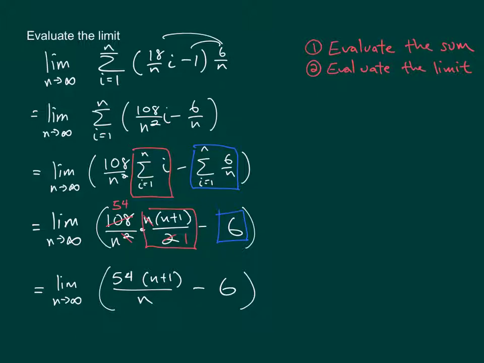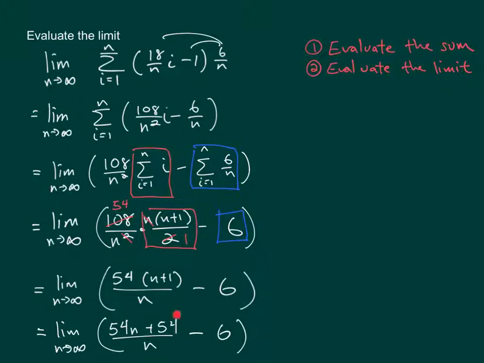The next part of this limit at infinity, well, the limit as n goes to any value of a constant is just a constant. So we really only need to work on computing this limit right here. So we know that the limit will also be equal to 54n plus 54 over n minus 6.